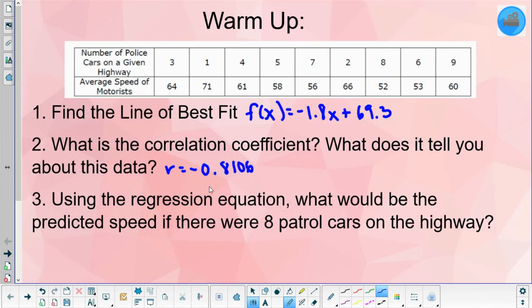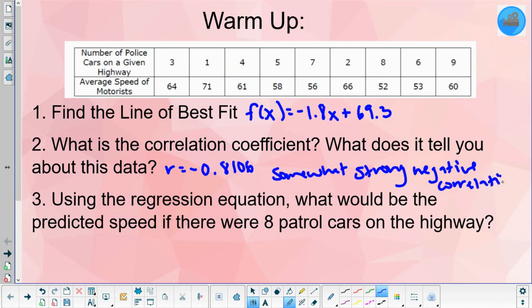Now, if we look at the numbers, this number, negative 0.8, is kind of close to 1, but not super strong, but it's not weak either because weak would be 0. So I'm going to say it's a somewhat strong negative correlation. Okay, it's kind of in between. It's not the strongest, not the weakest, but kind of in between there.